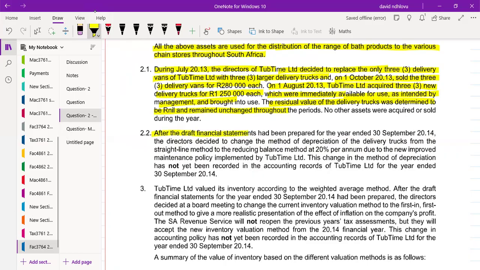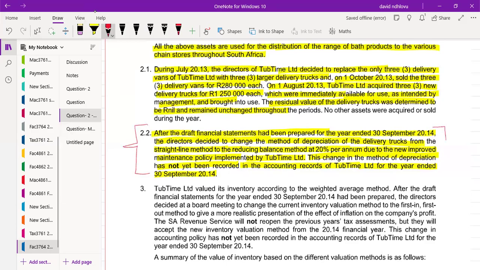After the draft financial statements had been prepared for the year ended 30 September 2014, the directors decided to change the method of depreciation of the delivery trucks from the straight line method to the reducing balance method at 20% per annum due to the new improved maintenance policy implemented by TAP Time. Now, this change in the method of depreciation has not yet been recorded in the accounting records of TAP Time for the year ended 30 September 2014. So this change has not been adjusted in the books.